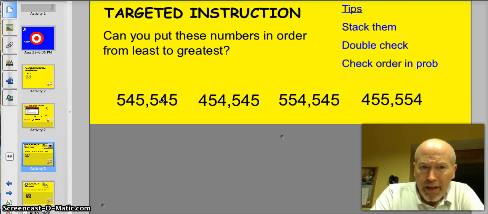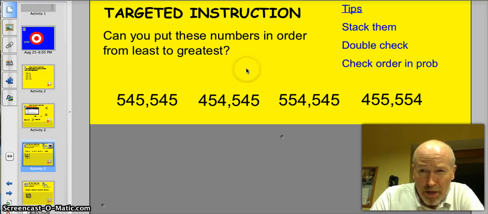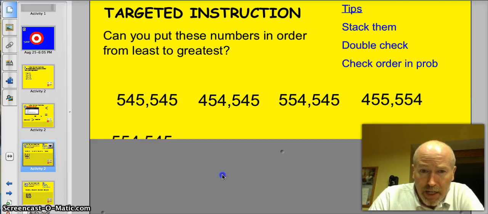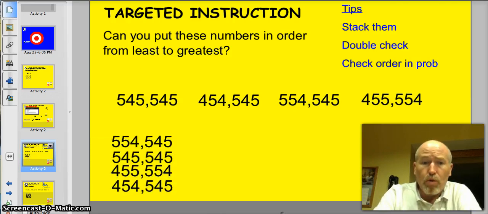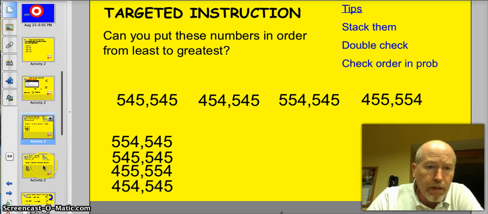Okay, I'm back. Did you put them in order from least to greatest? Because that's what it's asking for. So double check. That says check the order in the problem, least to greatest. And if you did, you would have put them in this order right here. And I'll pause for a second and let you check yours. Sweet. All right, moving on.